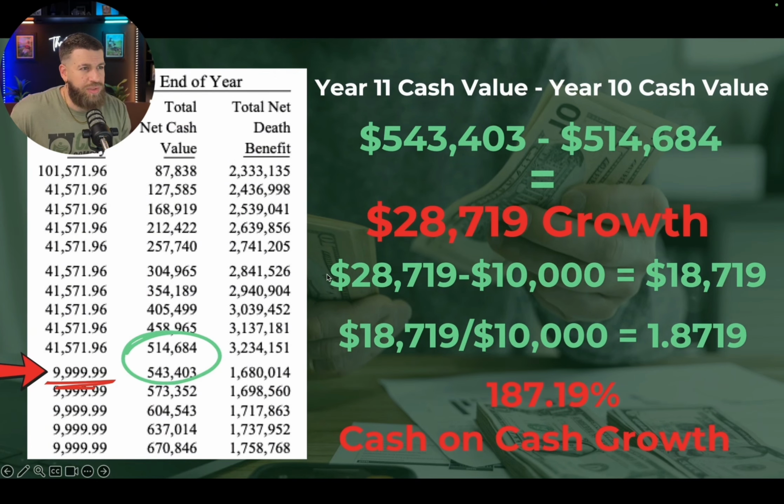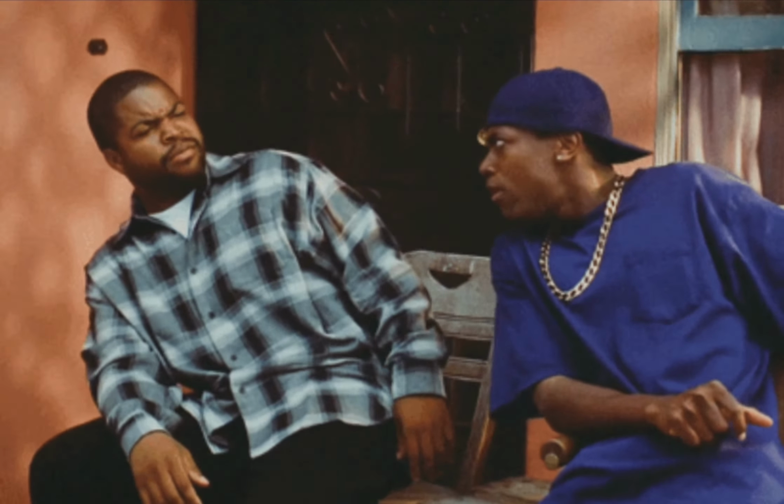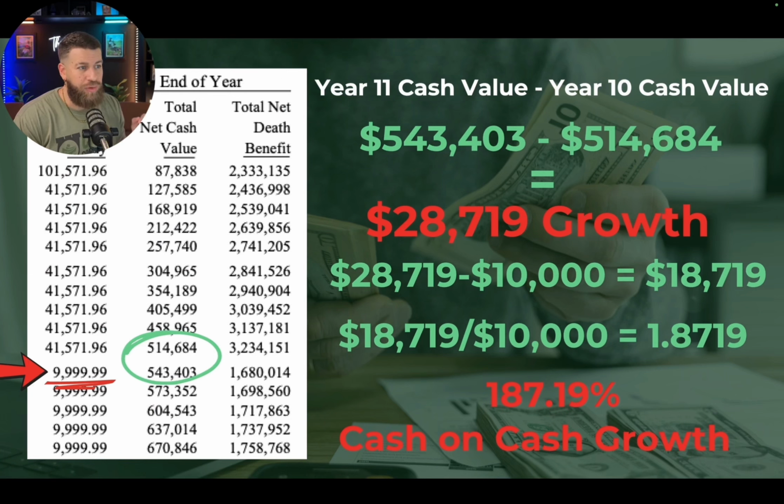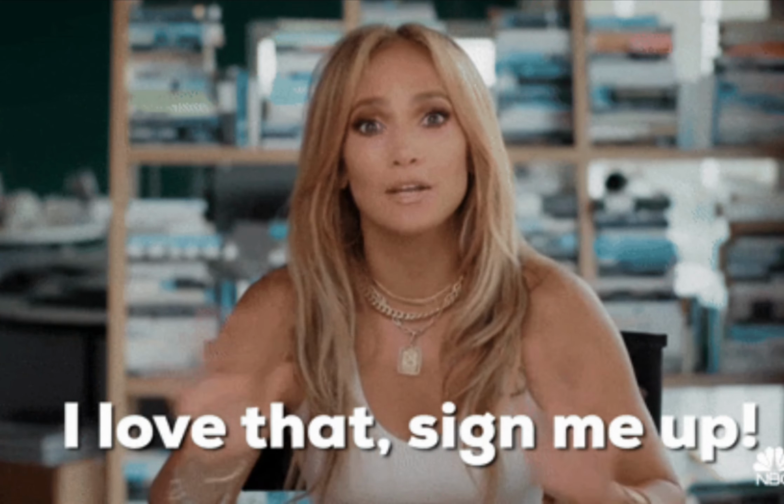So I want you guys to take a close look at something here. What happens to the cash value in year 11 after the PUA drops off, and we're now only putting in that $10,000 of base? It goes from $514,684 to $543,403. That's a $28,719 growth. So your deposit of $10,000 gets almost 187% cash on cash return just by going into your policy, AKA your banking system. And that continues to get bigger each and every year.